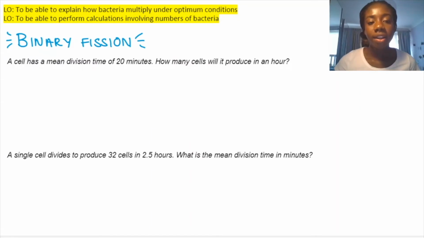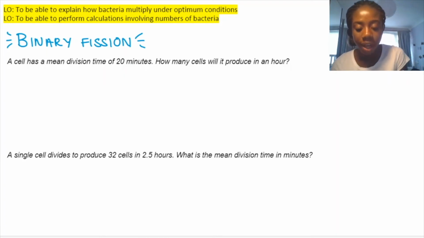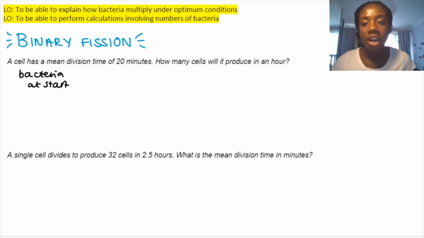So these are our first worked example questions for binary fission. We're going to be carrying out some calculations using bacterial numbers after replication, as we went through before. So the first question is, a cell has a mean division time of 20 minutes. How many cells will it produce in an hour? So again, we're going to use the formula that we mentioned earlier. So that is the bacteria at start. So from the question, we can assume that there's only one cell, as it says a cell, so we'll put 1 into our equation.